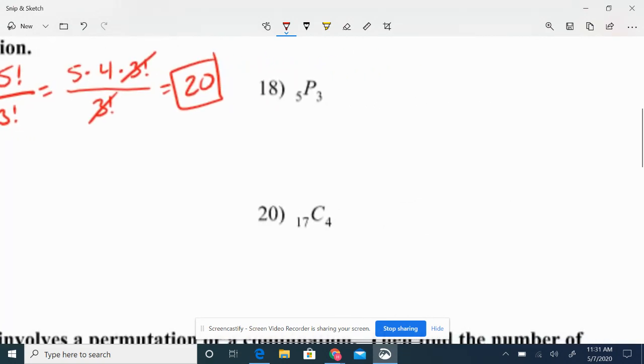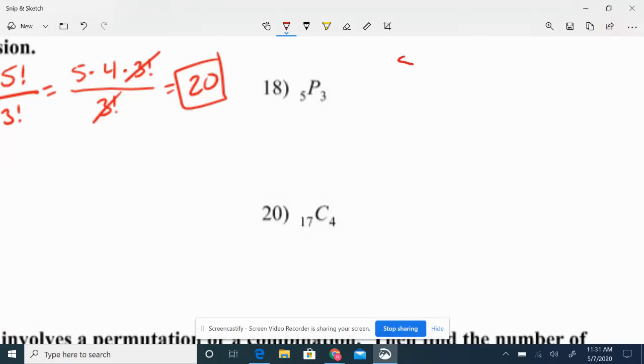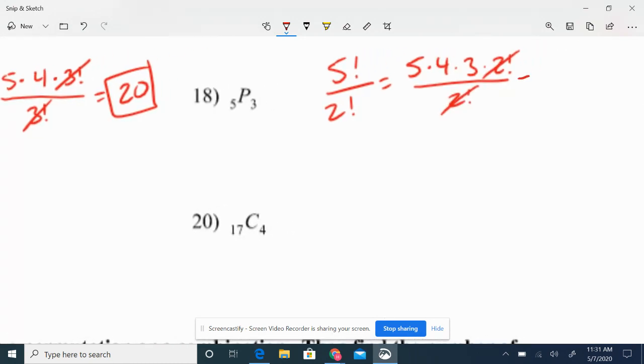Now looking at number 18, I'm going to write this as 5 factorial over 2 factorial. The 2 factorial at the bottom, because I went 5 minus 3. So the way I'm going to do the 5 factorial, let me write this as 5 times 4 times 3 times 2 factorial. Notice I stop at the 2 factorial, and the reason why, because I have a 2 factorial at the bottom. So they cancel out. So now I have 5 times 4 times 3, and that happens to be 60.